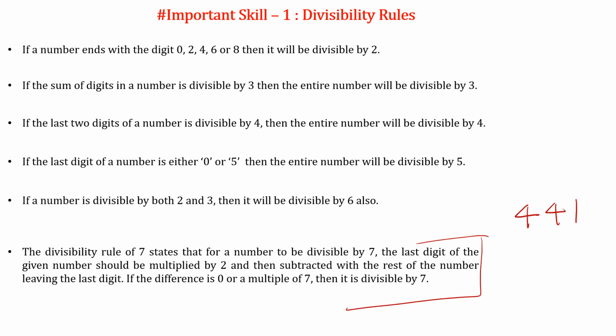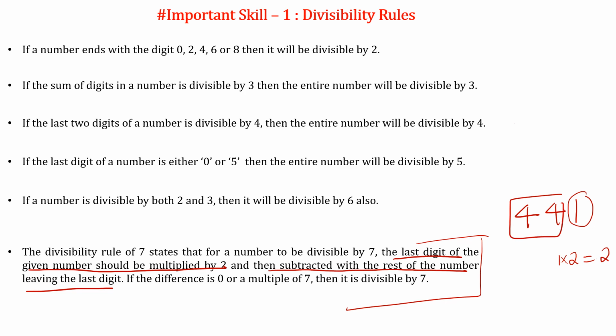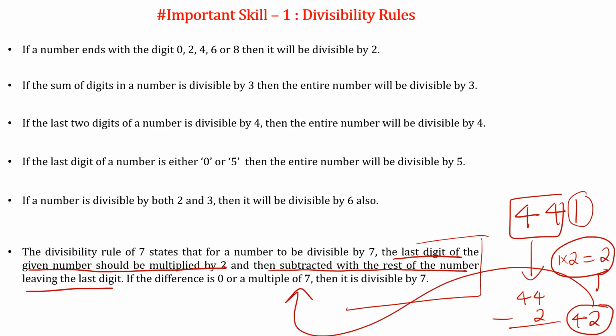So for example, let me take a number like 441. It says the last digit of the given number should be multiplied by 2. So the last digit is 1. It should be multiplied by 2, so we'll get 2. And then subtracted from the rest of the number, leaving the last digit. The rest of the number leaving the last digit is 44. We should subtract this product from that. So 44 minus 2 is 42. Now, if this difference is a multiple of 7, then it is divisible by 7. So 42 is a multiple of 7. So therefore 441 is also divisible by 7.